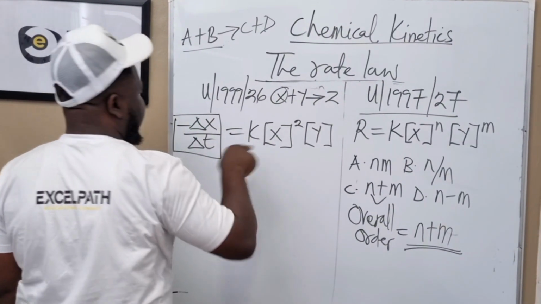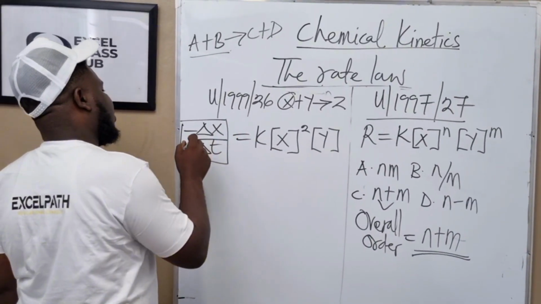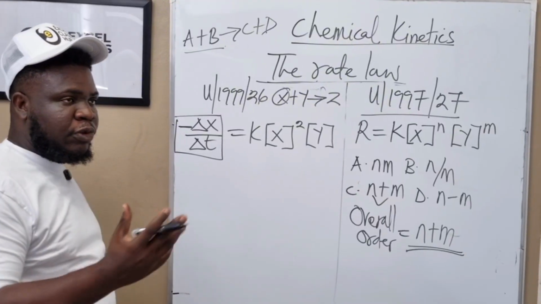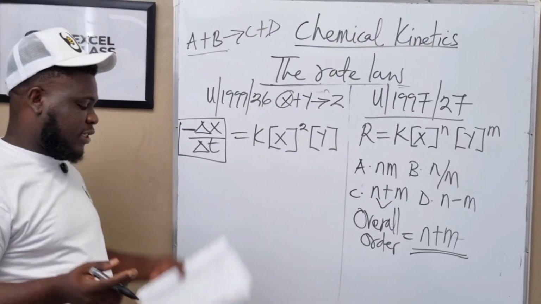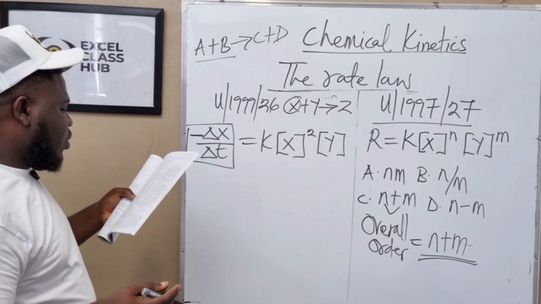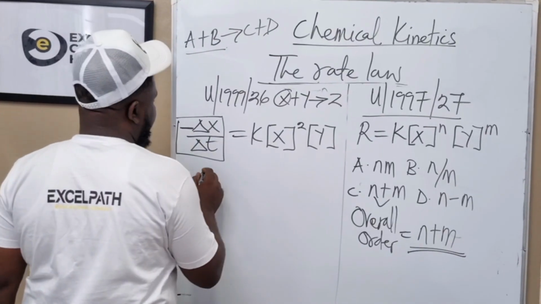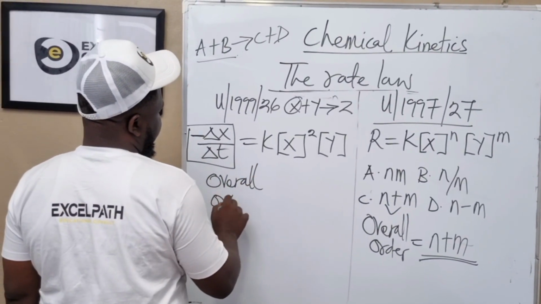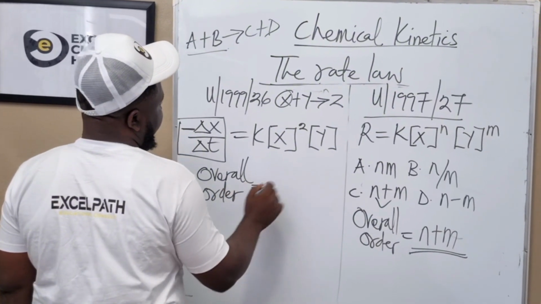And that is why for this rate law expression, you notice that this is carrying a negative sign, just to indicate that X is a reactant. So now, the question is asking us for the overall order of this reaction. What will be the overall order?